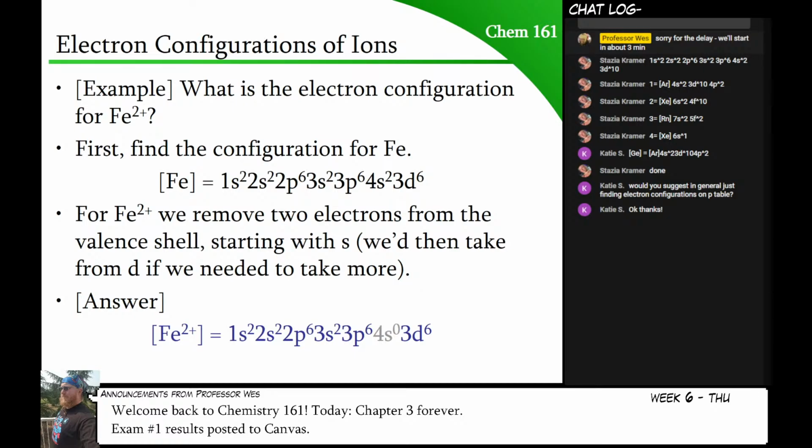I have written this in gray because I wanted you to see that it was missing. But we would not actually write this in here. You wouldn't leave it blank, you would just not write it at all. You'd write 3p6 and then immediately after it write 3d6.